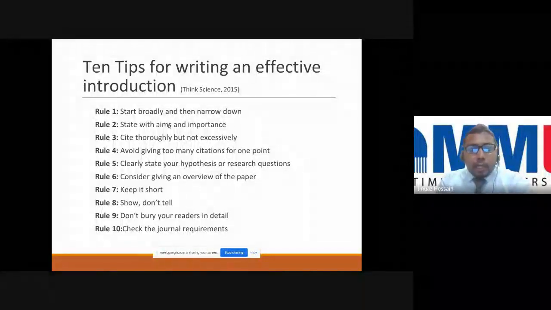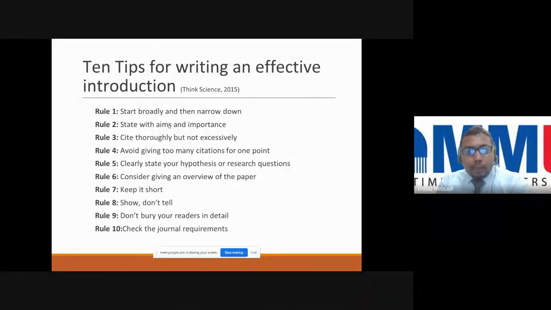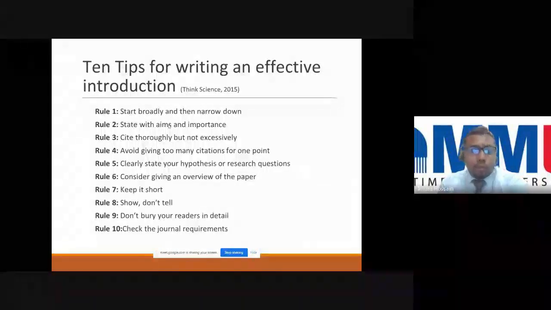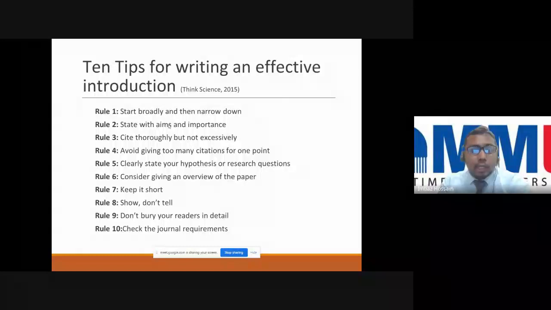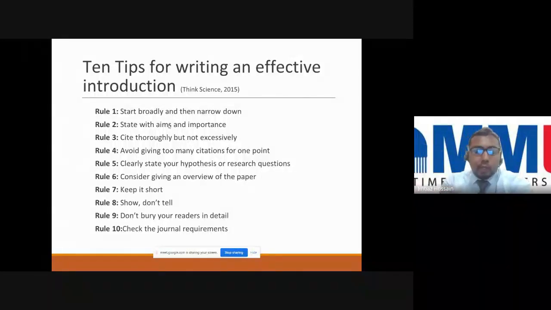So here I'm sharing some 10 tips for writing an effective introduction based on Think Science 2015. At first, rule 1 is start broadly and then narrow down. I already explained that funnel approach. Then rule 2 is start with aims and importance, why this topic is important to do the research.